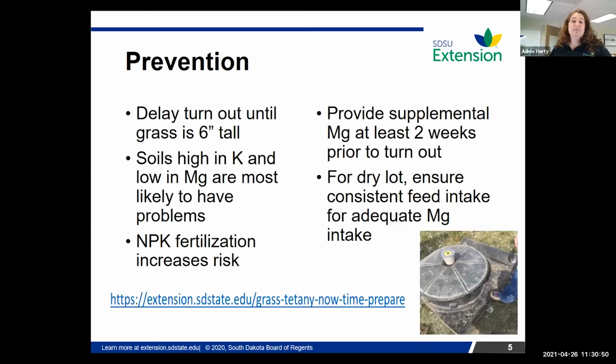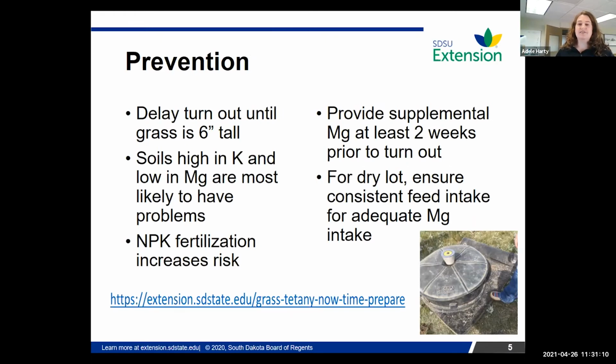But honestly, prevention is key for grass tetany. And, you know, as Krista was talking earlier with timing of grass growth, especially with those cool season grasses that we have a lot of in South Dakota, if we can delay turnout until that grass is 6 inches tall, it's going to be best.